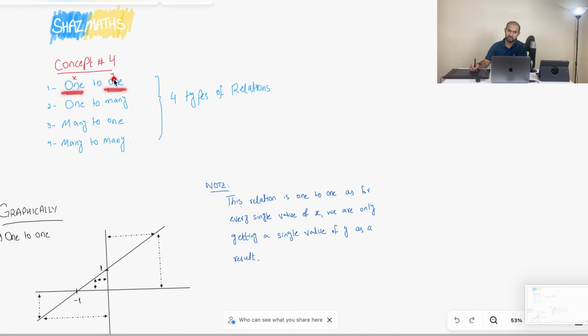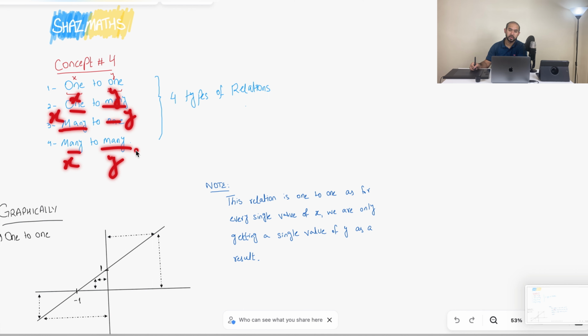Alright. Similarly, one-to-many means for every single value of x, there would be multiple values of y. Many-to-one means for every single value of y, there would be multiple values of x. And many-to-many means for multiple values of x, there would be multiple values of y.